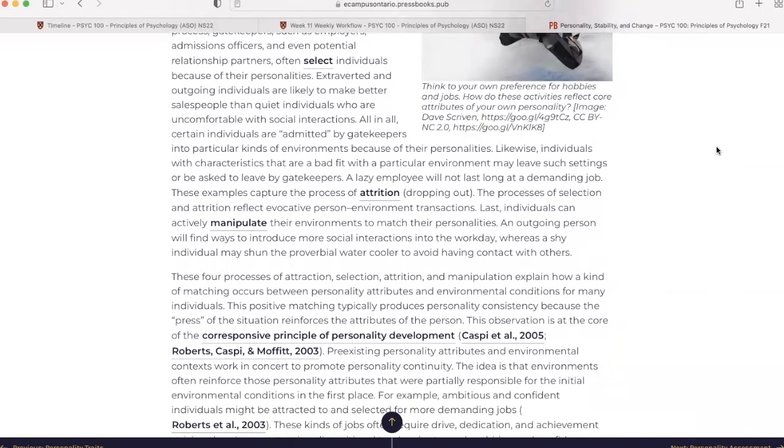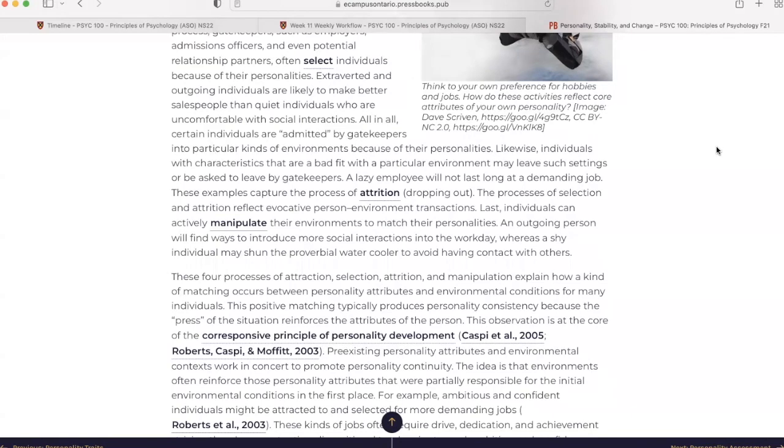Likewise, individuals with characteristics that are a bad fit with a particular environment may leave such settings or be asked to leave by gatekeepers. A lazy employee will not last long at a demanding job. These examples capture the process of attrition, dropping out. The processes of selection and attrition reflect evocative person-environment transactions.